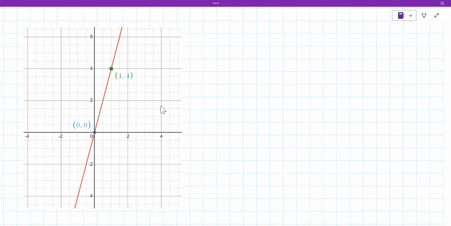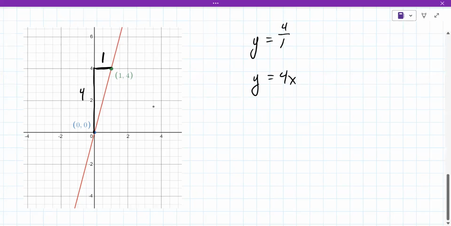So y equals 4x. Yes. Now, how did you get that? How did you get the 4? Because it's like going up by 4. Okay, so it goes up 4. That's true. How much to the right does it go? 1, because it's on the 1 line. Yes. So notice it's really 4 divided by 1 times x, which is 4x. Is that okay or not? Yeah. Okay.